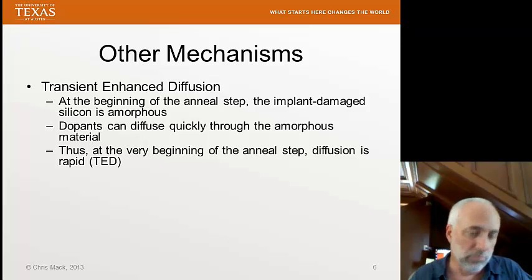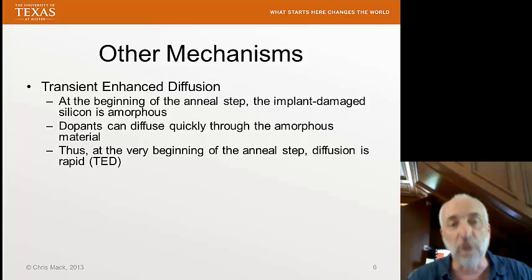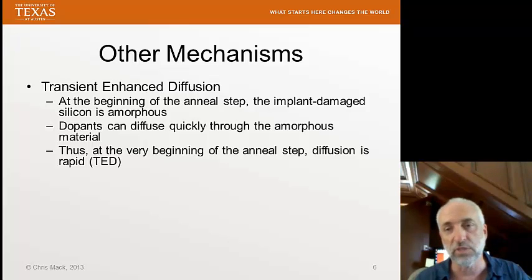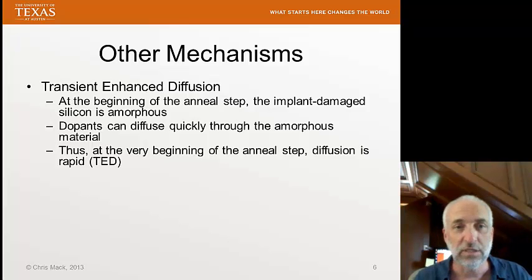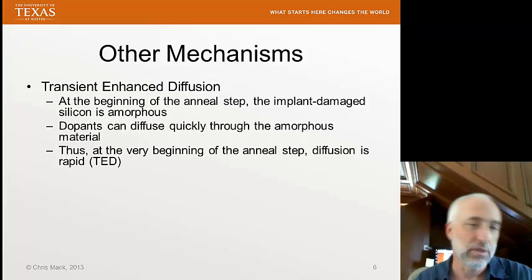Now, pretty soon, the crystal structure will begin to grow from the single crystal base up through the amorphous material, and then we'll have dopants in single crystal material diffusing more slowly. But at the very beginning of the anneal step, the diffusion is rapid, and we call that transient enhanced diffusion. Transient means it only lasts for a little while. Enhanced means it's diffusing much faster at that very early stage of the anneal step.